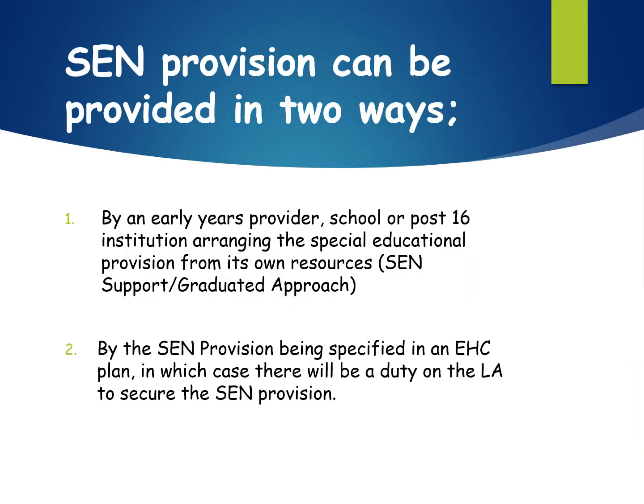It's also important to know that SEN provision can be provided in two different ways. The first is by an early years provider or a school or a post-16 setting arranging the special educational provision from within its own resources. That's via SEN support and the graduated approach, and you may want to take a look at our video around SEN support and the graduated approach in mainstream schools. The second way is by SEN provision being specified in an EHC plan, in which case there's a duty on the local authority to secure the SEN provision for that child. This video will focus on EHC requests.